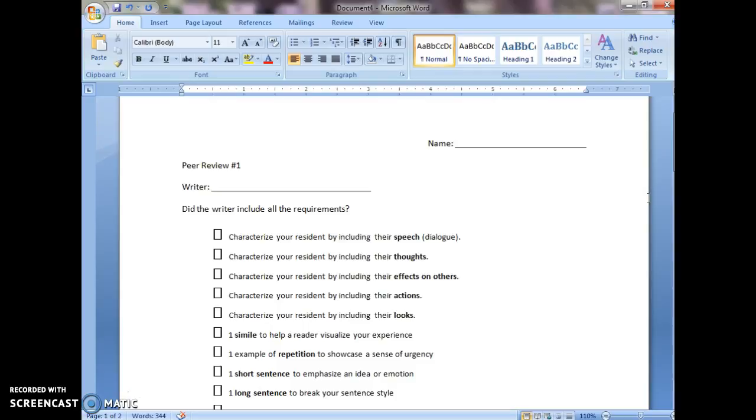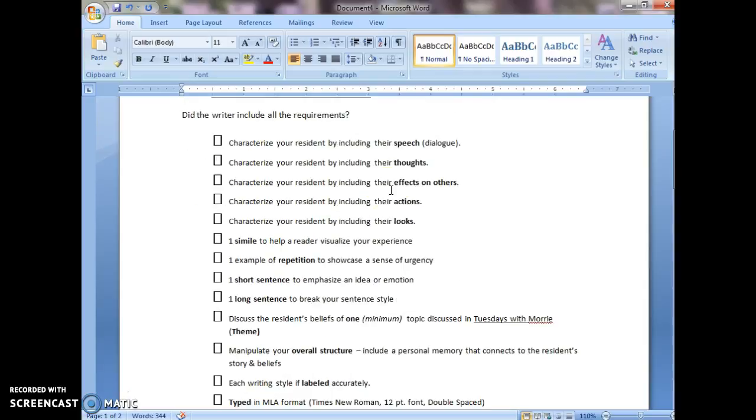When you're working with your partner, you want to read their article that they have written. First, make sure that you're writing their name down on this line, so they are the writer for this assignment. As you read through their article, make sure that they have included all the requirements for this assignment. So you want to make sure that they're characterizing their resident by including their speech. So did they include dialogue? Do they have a quote in their article? You want to make sure that they're characterizing your resident by including their thoughts. Did they include what they're thinking about the beliefs and the themes? Did they include what the resident was thinking about their memory?